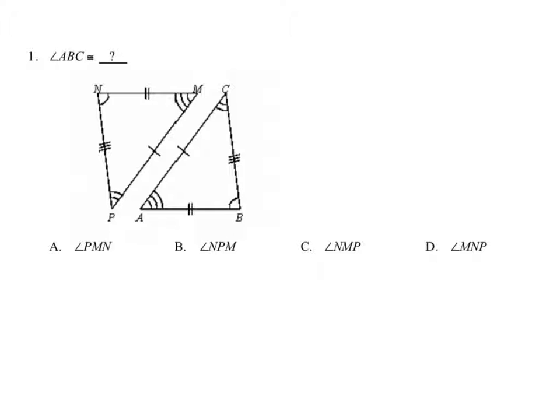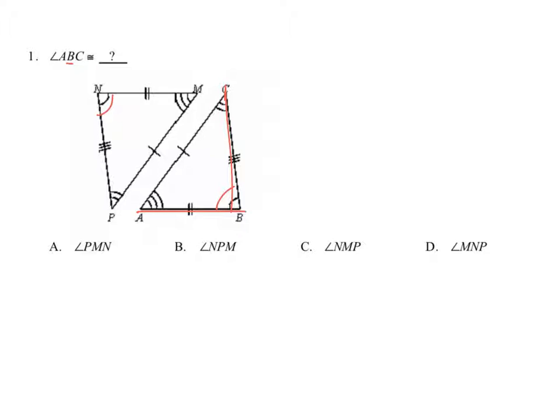Angle ABC is congruent to which angle? So let's highlight what ABC is. The middle letter is B, so that means that's going to be the vertex. So we're talking about this angle right here. And that's got a single mark to it, so we're looking at this angle that's got a single mark to it as well.